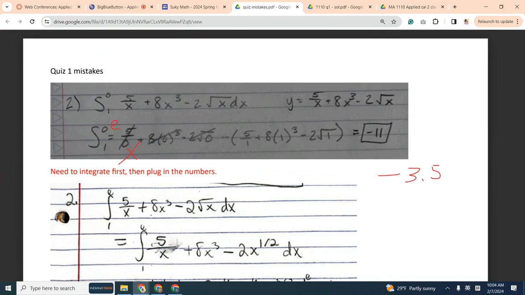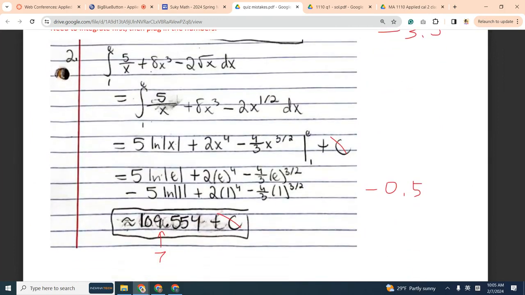Okay, so here the mistake is you need to integrate before you plug in the numbers. So integrate first, then plug in the numbers. And when you copy the problem from the quiz sheets to your notebook, make sure you double check. Okay, so it's integral from 1 to e. We're going to integrate first, then plug in the numbers.